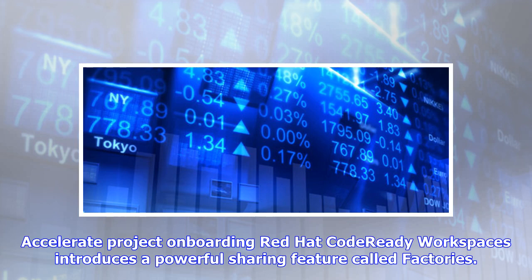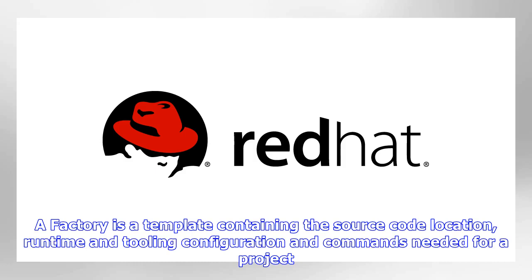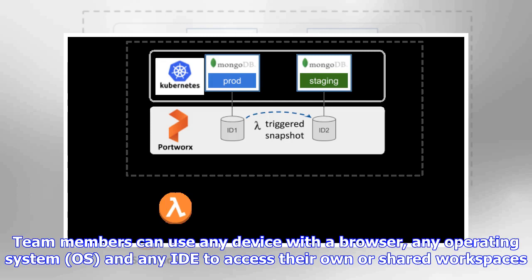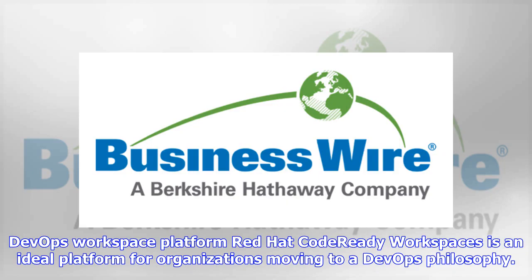Accelerate project onboarding. Red Hat CodeReady Workspaces introduces a powerful sharing feature called factories. A factory is a template containing the source code location, runtime and tooling configuration and commands needed for a project. Factories enable development teams to get up and running with a Kubernetes-native developer environment in a couple of minutes. Team members can use any device with a browser, any operating system (OS), and any IDE to access their own or shared workspaces.